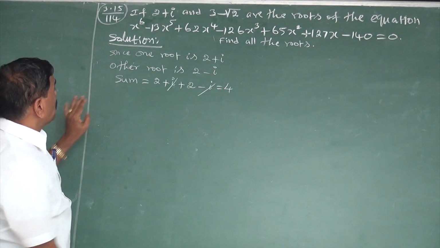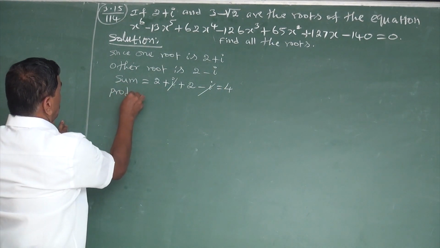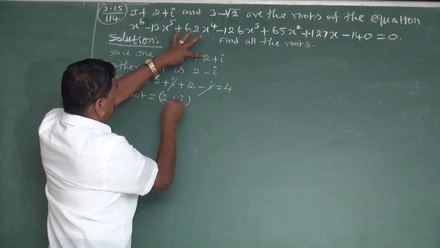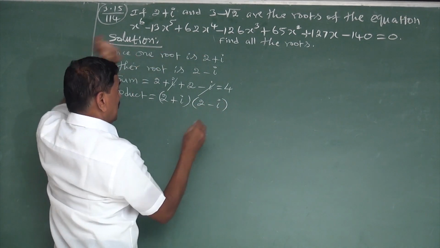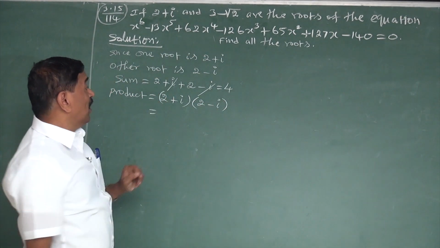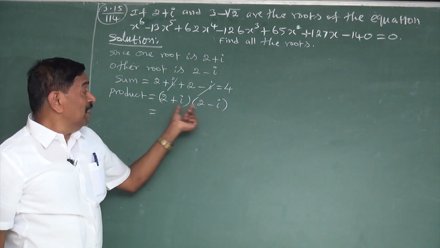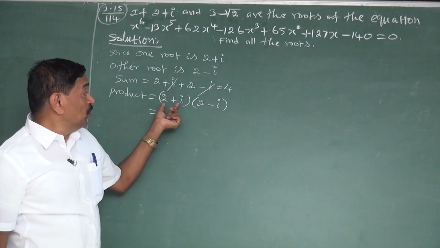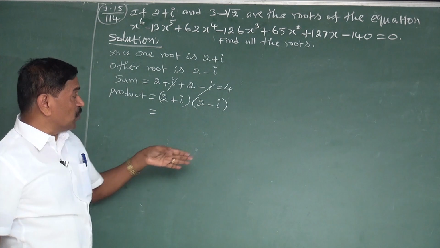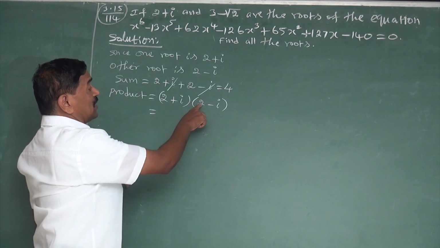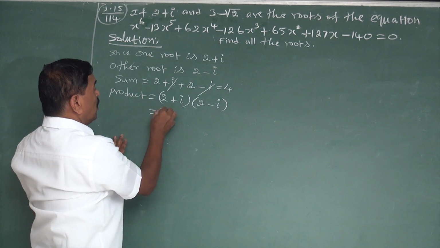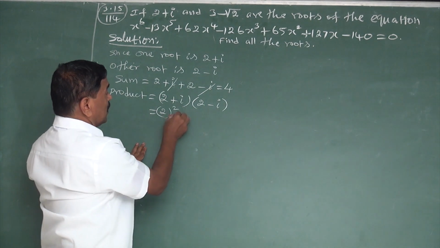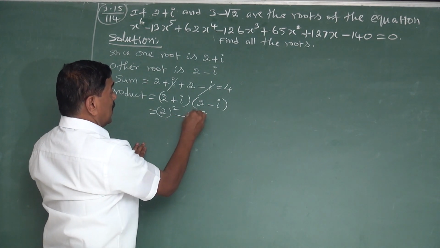Now, let us find the product of the roots. The product of the roots is equal to the first root, 2 plus i, into the second root, 2 minus i. Now, it is of the form a minus b into a plus b. Can you tell me what it is? a minus b into a plus b is equal to, very good, a square minus b square. That is 2 square, which is 4, minus i square, that is i the whole square.